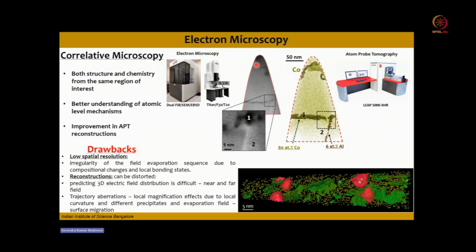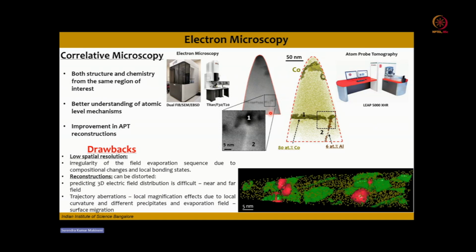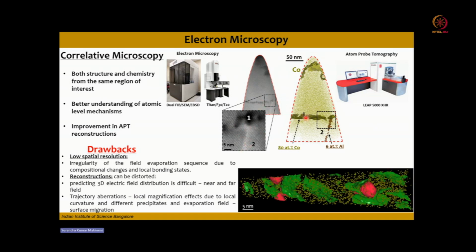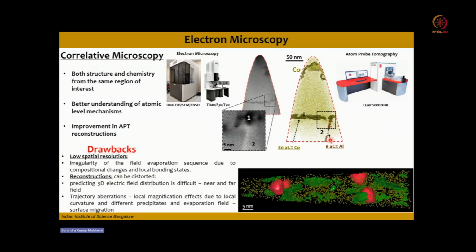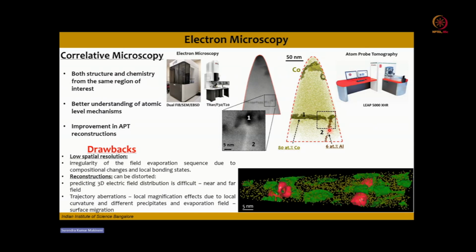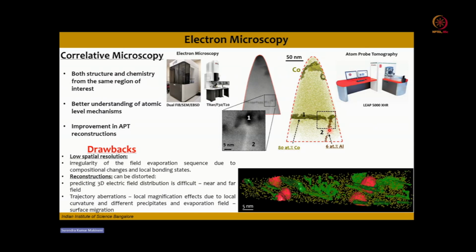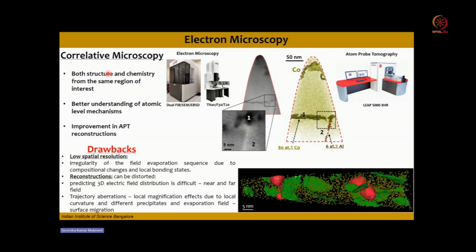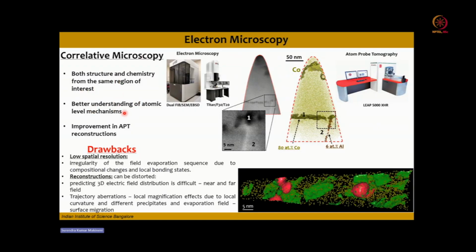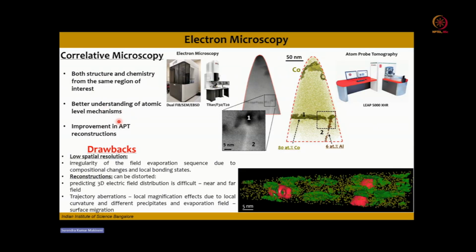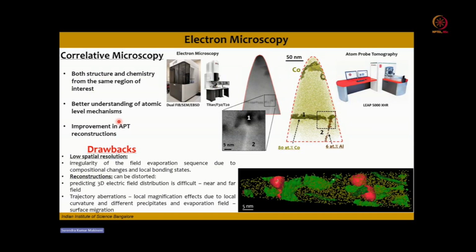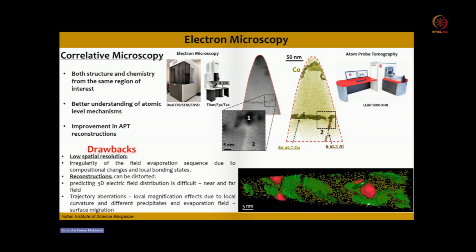Here I am showing an atom probe needle, where it is showing certain features which correspond to a stacking fault, and you can see the corresponding atom map, where you can see that this fault has a different composition from the matrix. So by correlative microscopy, you will get both structure and chemistry from the same region of interest. You will have a better understanding of the atomic level mechanisms, and also you can improve the APT reconstructions. Correct? This is to overcome the drawbacks related to atom probe tomography.